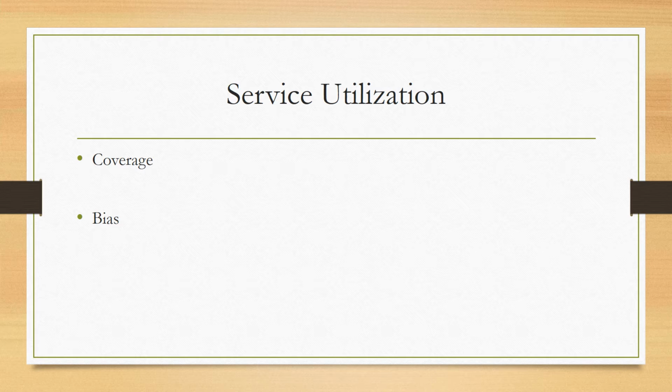Another aspect of evaluating a program is understanding the service utilization. This element can be broken down into two components, coverage and bias. The Meals on Wheels evaluation did not focus on this aspect of evaluation, even though this is the area where they could see the most improvement.